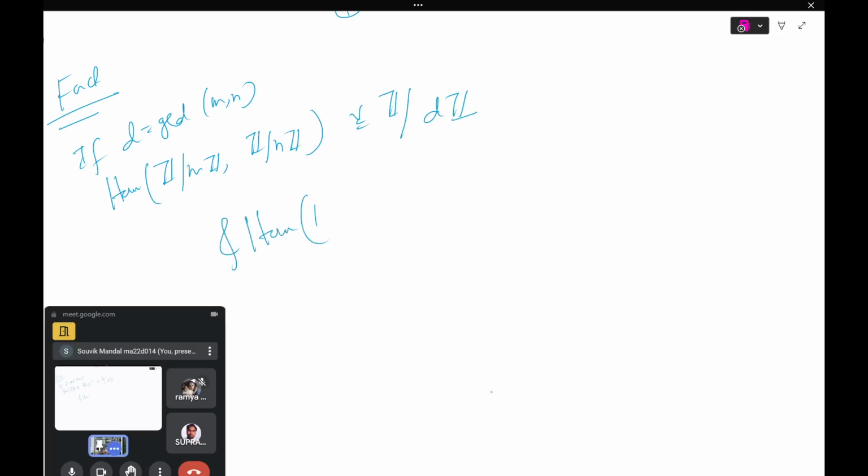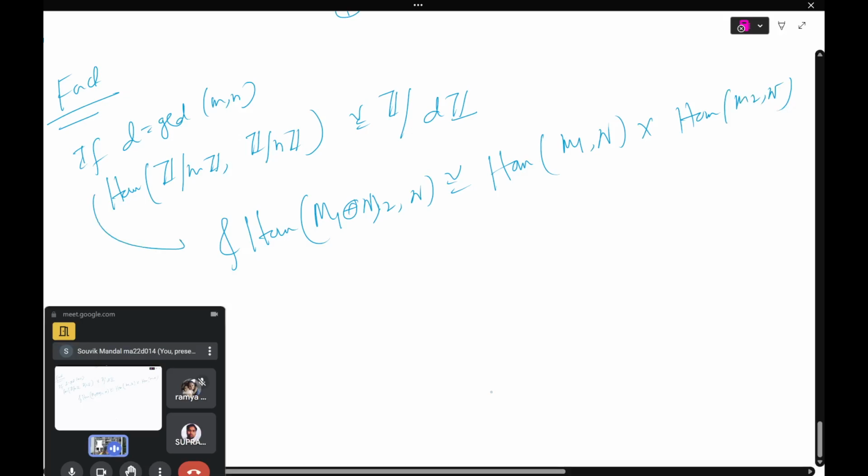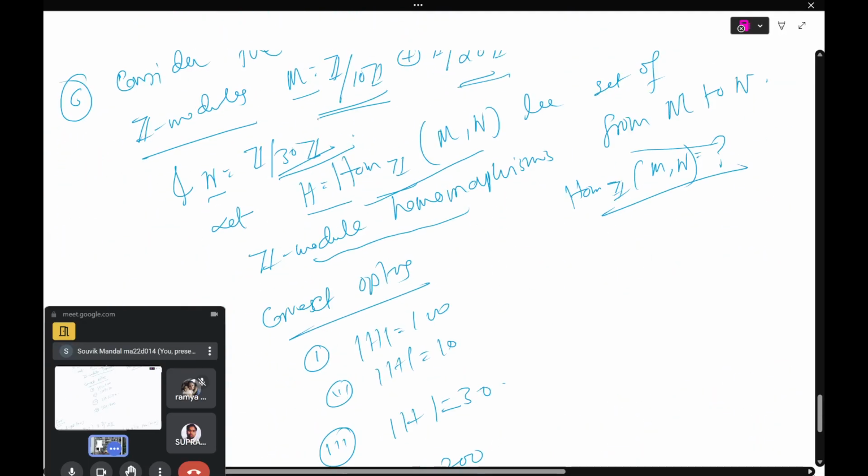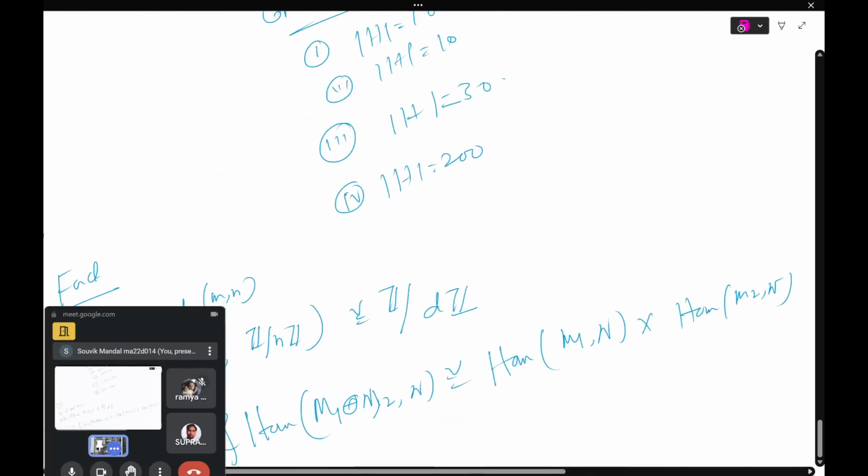And the second fact: Hom of M1 plus M2 to N is isomorphic to Hom(M1, N) cross Hom(M2, N). Okay. Now using these two facts, can you now give the answer?